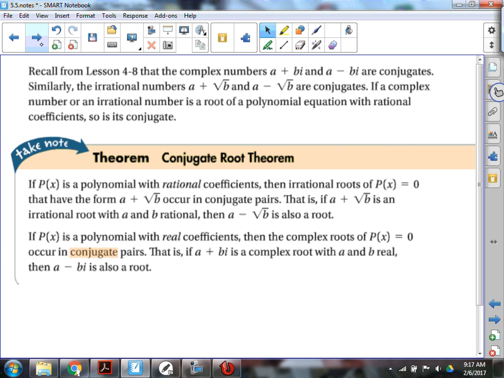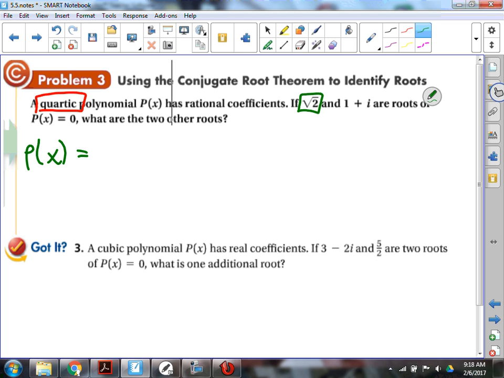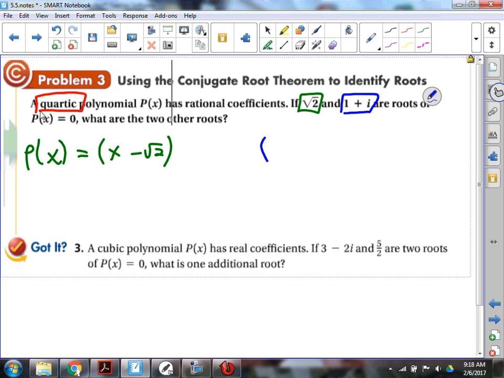Well, let's put them in use then. Let's put them into action. Problem 3 says some quartic polynomial. Some quartic. What's that mean the degree is? That means the degree is 4. It has rational coefficients, and they're telling you that rad 2 is a root. So let's think about what this polynomial would look like. Because rad 2 is a root, a factor would be x minus rad 2. And because 1 plus i is another root, one of the other factors would be x minus 1 plus i.